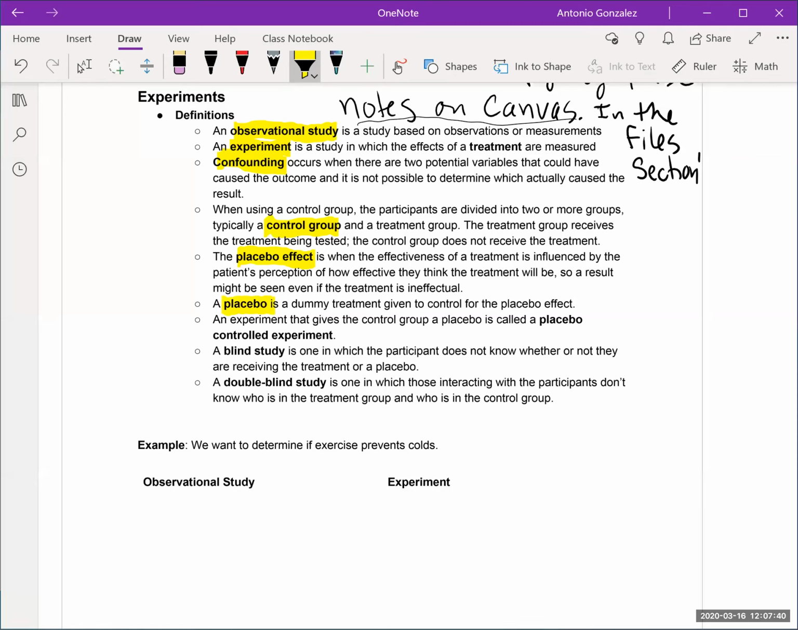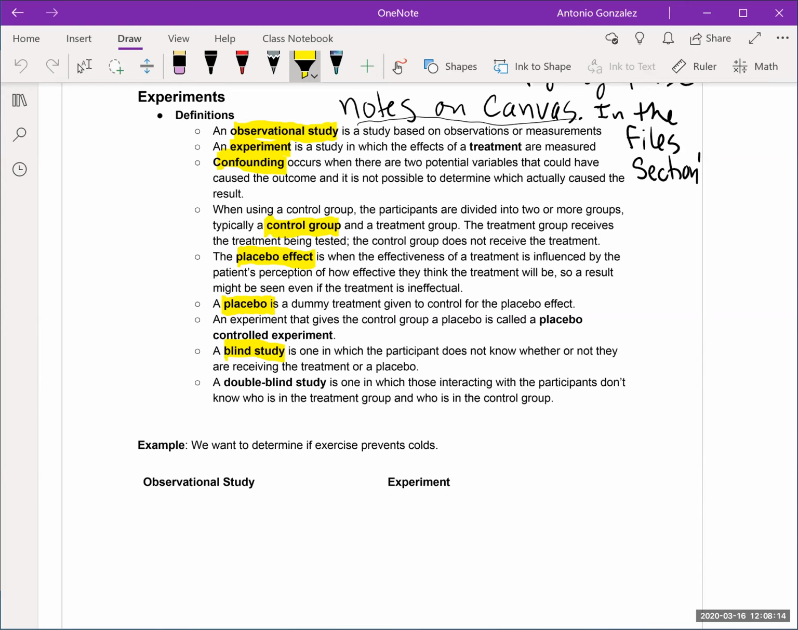Now, there are other measures that can be taken, something called a blind study or a double-blind study. Again, these are all measures to make sure that the experiment can be as successful as possible. A blind study is one in which the participant does not know whether they're receiving the treatment or a placebo. This is the most effective way to conduct an experiment. You don't tell them they are getting a placebo, you just tell them they're taking the medicine, and then you observe the participants.